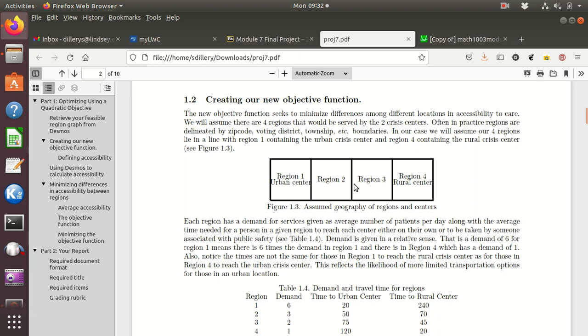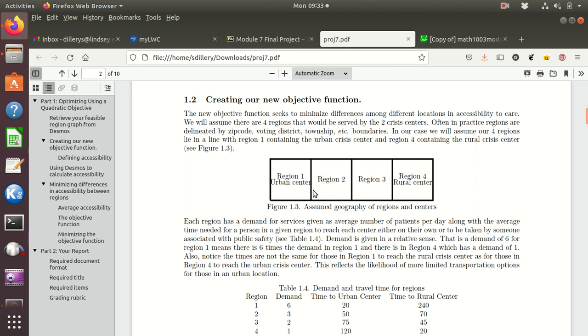where I've got 4 regions. What's a region? Well, again, it could be a section of town, a section of the county, a county, or a state. It's kind of whatever it needs to be. But I've set up a system here where region 1 is an urban region, and region 4 is rural, and then you might guess that region 2 and 3 are somewhere between urban and rural.